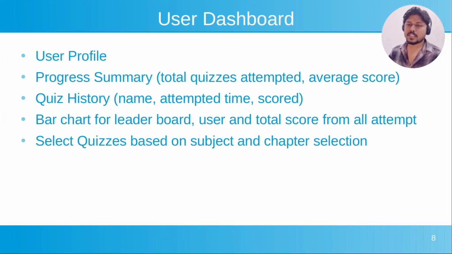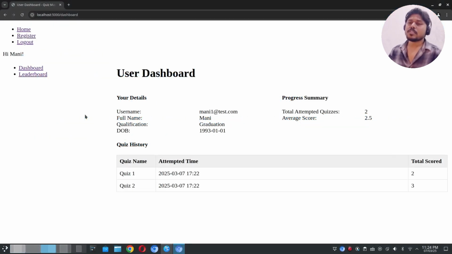Okay, next we are going to implement the select quizzes based on the subject and chapter selection, where the user can filter the quizzes based on the subject selection or the chapter selections. For now, inside the user dashboard, we have the dashboard and leaderboard routes. For selecting the quiz, we have to create another route that will be the select quiz.